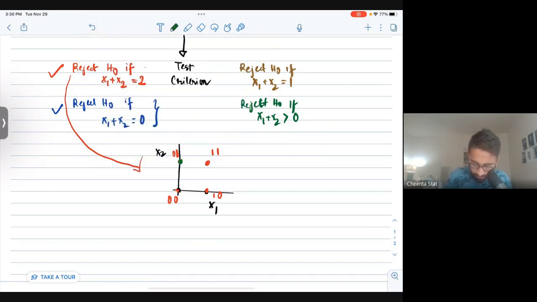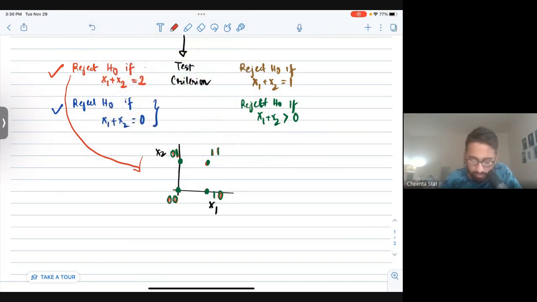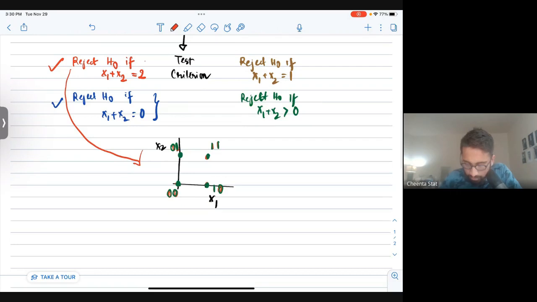Okay, let me write this in green. If you take this red region, x1 plus x2 is equal to, then only reject H naught, right? Then observe that it's the same as telling that reject H naught if this happens, and if none, accept otherwise.